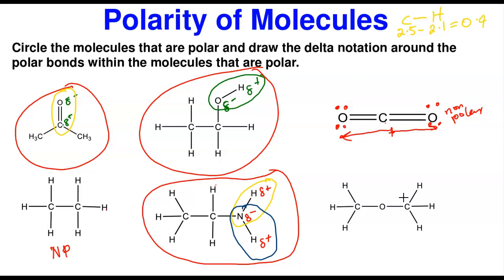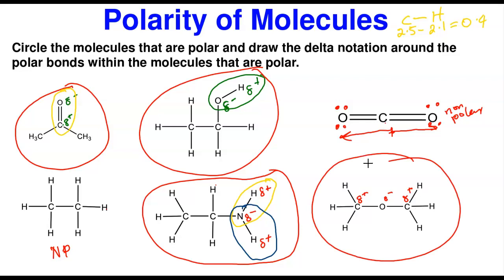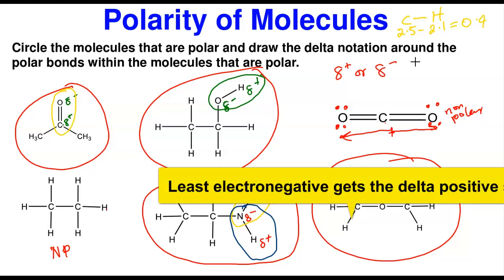What we're going to do is this. We know that this bond is polar, so carbon here is going to be positive, and this is going to be negative. So there are two polar bonds on both sides, so this molecule is polar. And remember, the delta notation simply means putting this or this. The more electronegative atom gets the negative, the least electronegative gets the positive. That's usually what we call the delta notation of bonds.